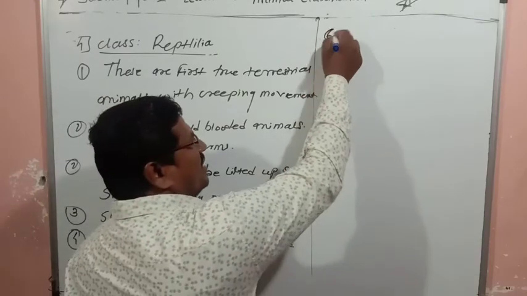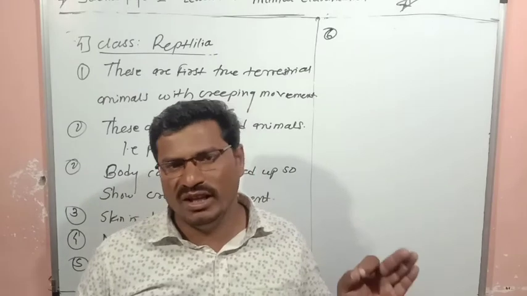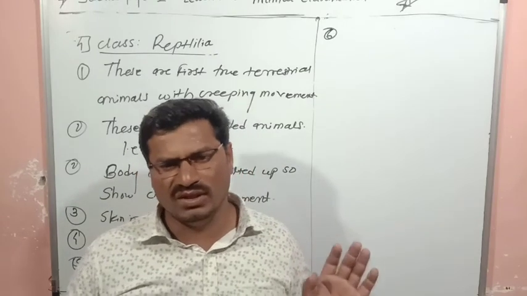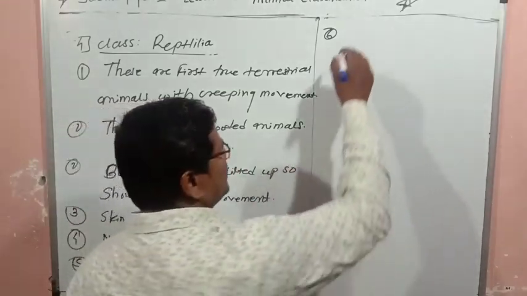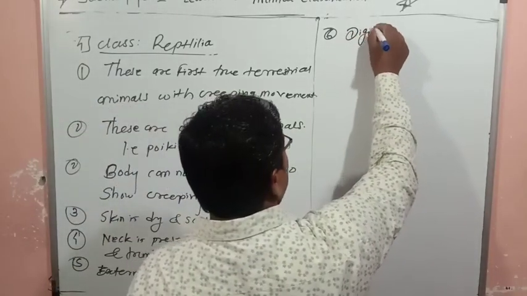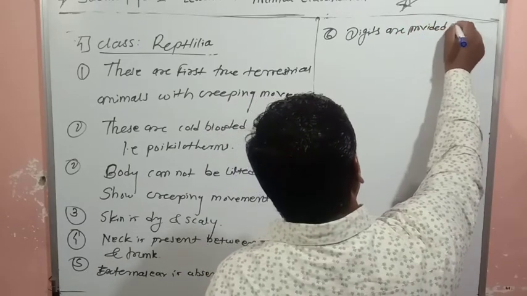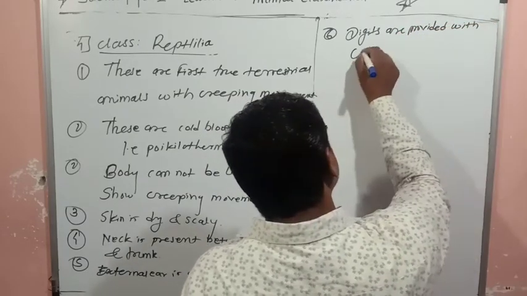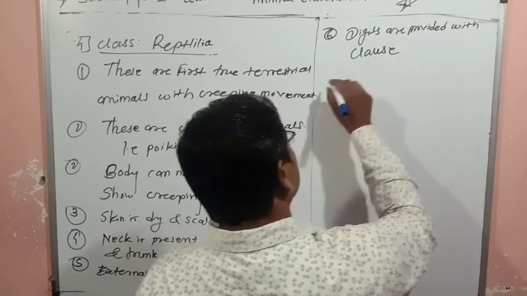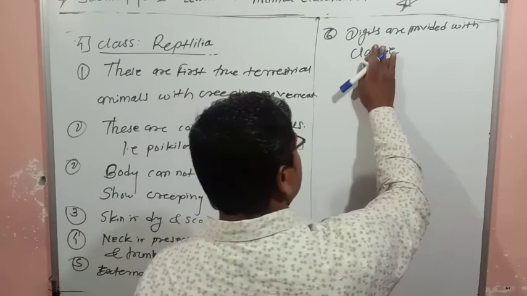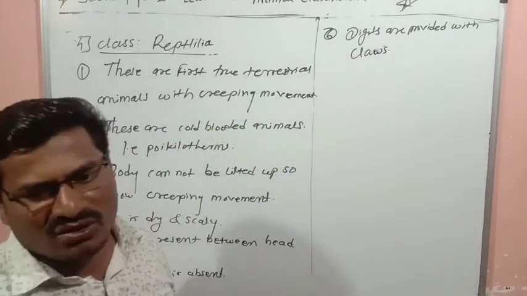The sixth characteristic is that digits are provided with claws. Digits are provided with claws.